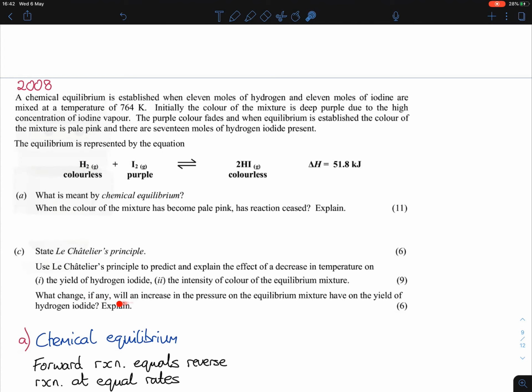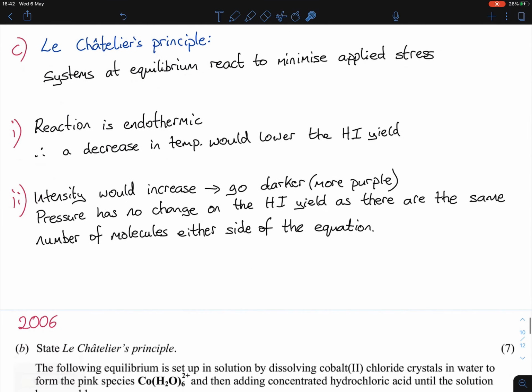And what change, if any, will an increase in pressure have on the yield? To explain, let's look at it. They're gases anyhow, so it will have an effect. But there's the same number of molecules either side. There's 2 on this side and 2 on this side. So therefore, pressure has no change on the yield because there's the same number of molecules either side of the equation.